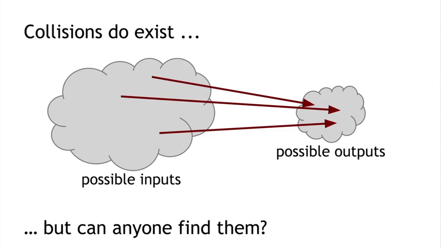So collisions do exist. I said before, nobody can find a collision, and that's the key question. We know collisions exist. The question is, are there any collisions that are findable by regular people using regular computers?